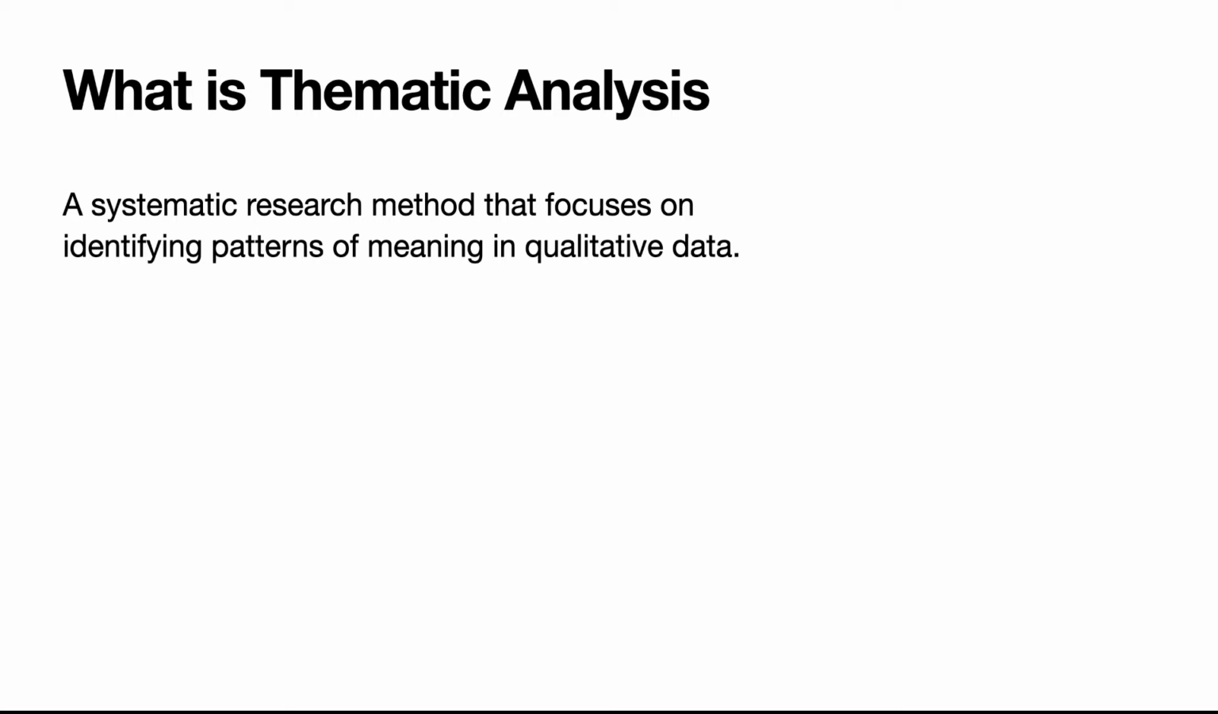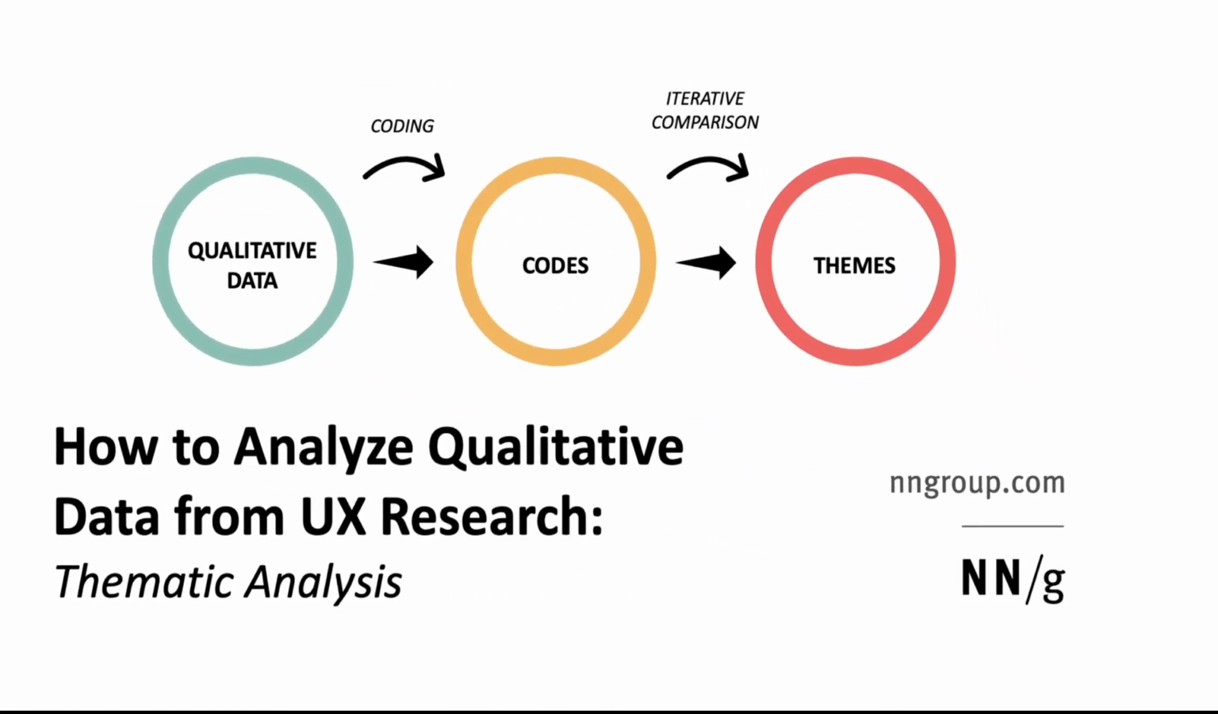Thematic analysis is a systematic research method that focuses on identifying patterns of meaning in qualitative data. It's an iterative process of moving from data to codes to themes. And that builds an ever-evolving picture of the meaning in your data, which you'll have gathered from multiple sources or multiple participants. And there's lots of different flavours of this thematic analysis. So this video introduces one way of doing it that has some flexibility in its implementation.